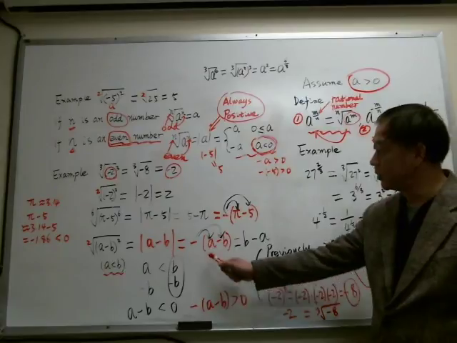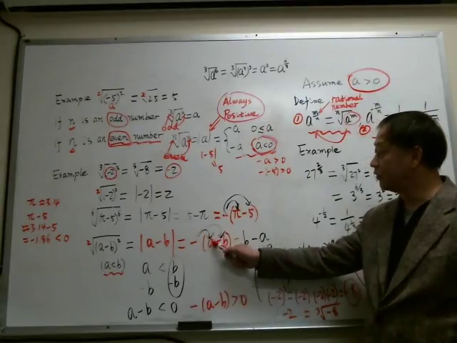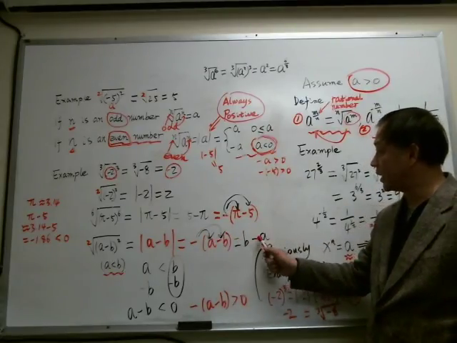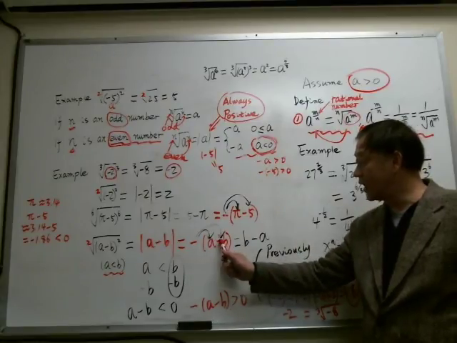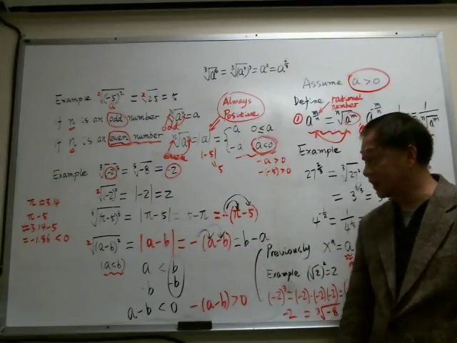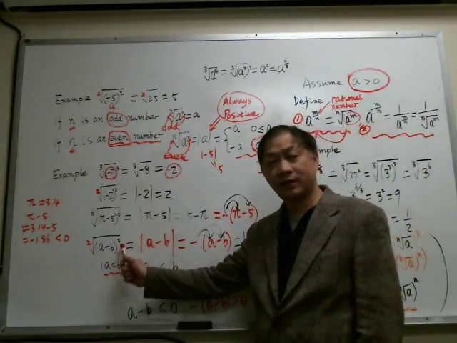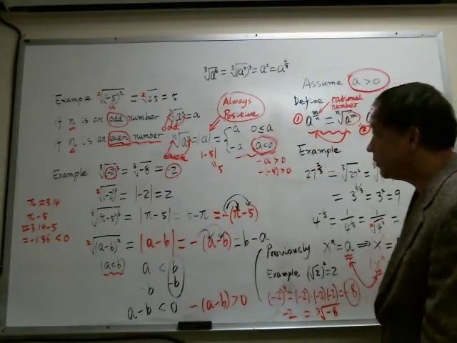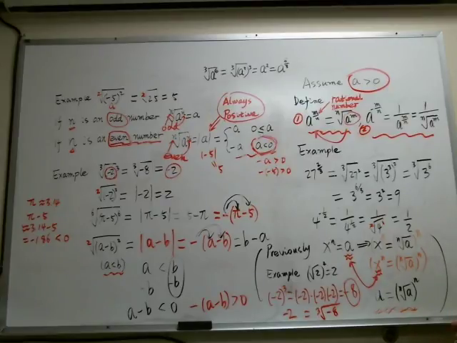Now you distribute the negative. For a, you have negative a, and for negative b, you have a positive b. So b minus a is the final answer for that. Okay, you have to be careful.